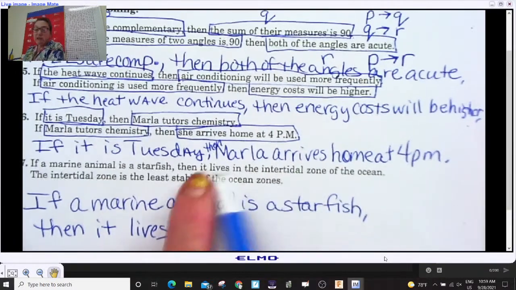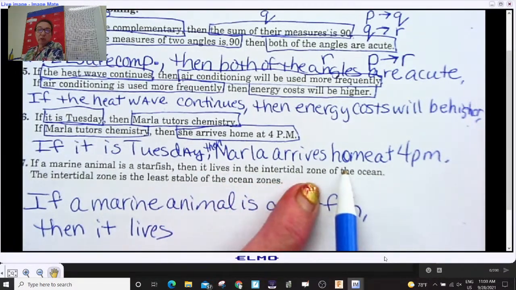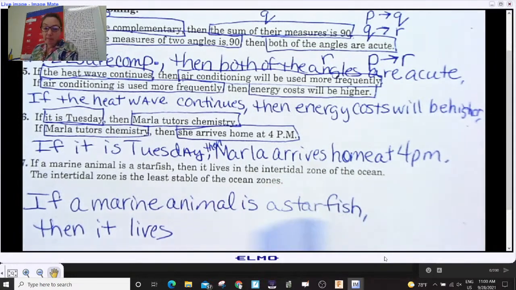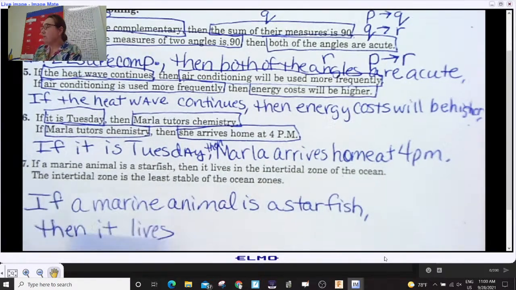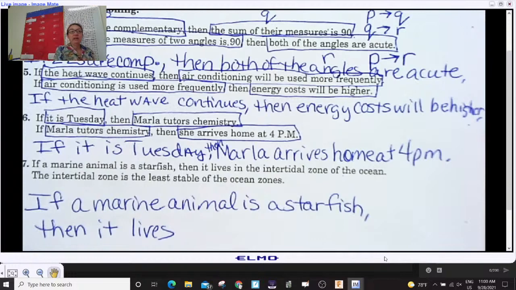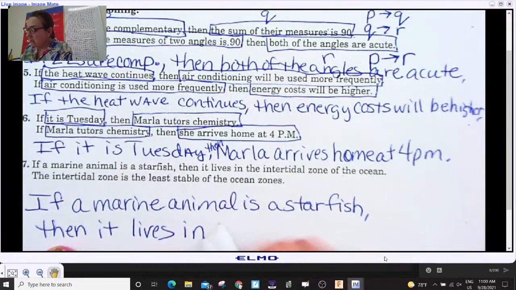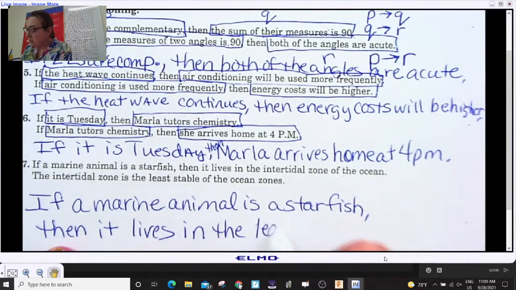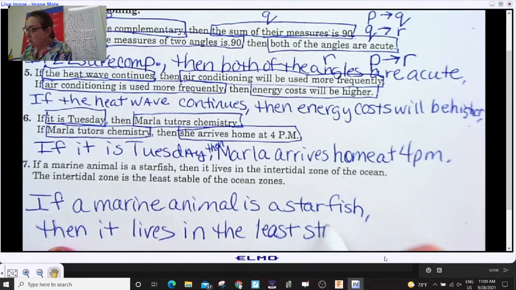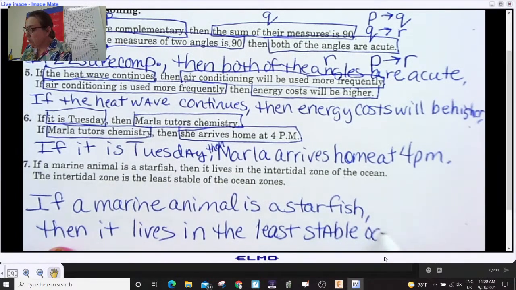Okay, so they told us that it lives in the intertidal zone. Did it live in the least stable of the ocean zone? That's correct. So they told us that it lives in the intertidal zone, but then they gave us this piece of information about the intertidal zone. Now, they didn't make it an if-then statement, but that doesn't change that piece of information, right? So then it lives in the least stable ocean zones.